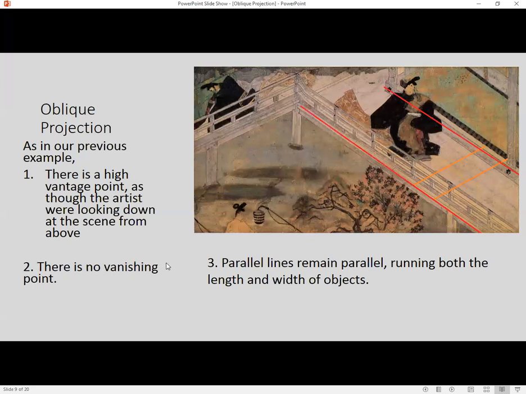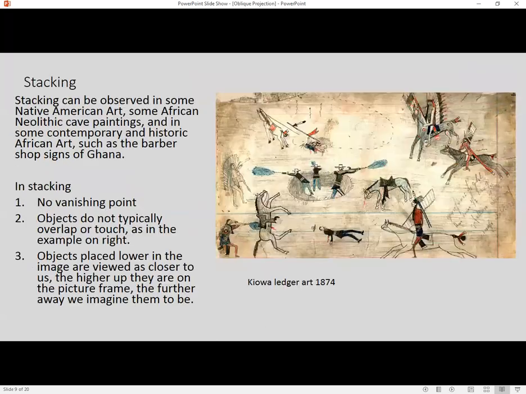So that's oblique projection. We also talked about axonometric projection, perspective that architects use. It's really similar to this. High vantage point, things are presented at an angle, parallel lines remain parallel. The only difference between axonometric projection and this is that the architect is very precisely measuring all those lines because they want to present it to a contractor so that they can make the building accurately.